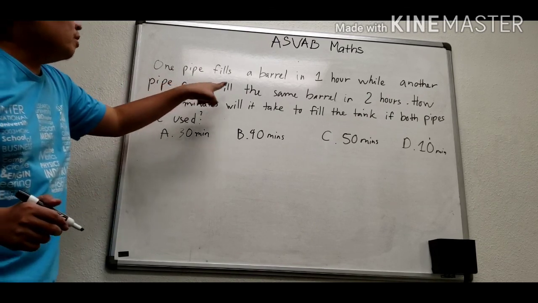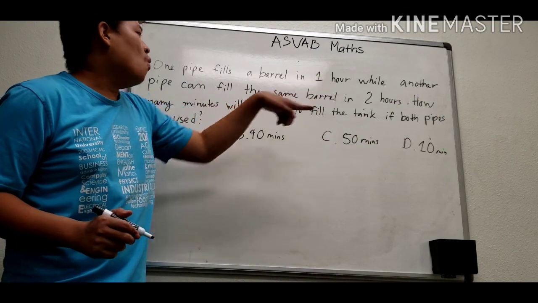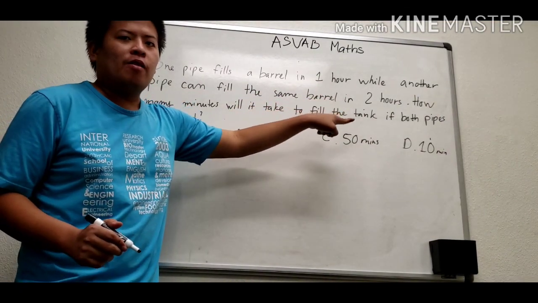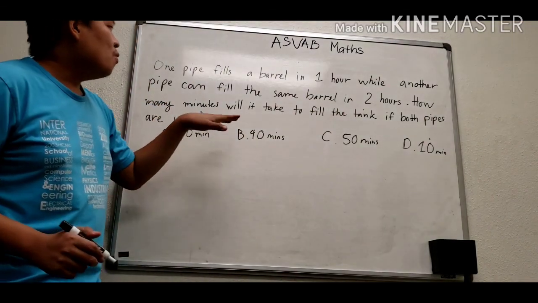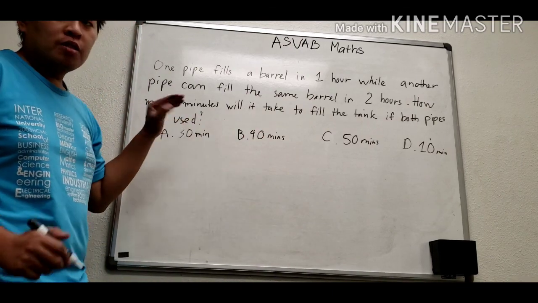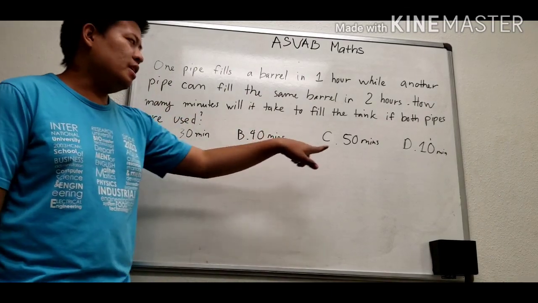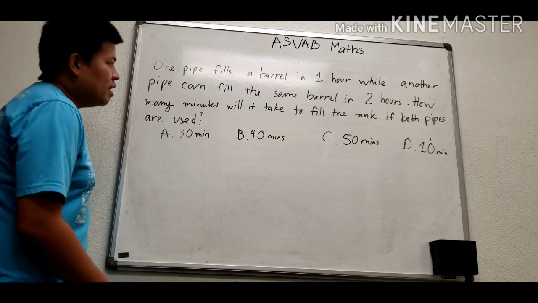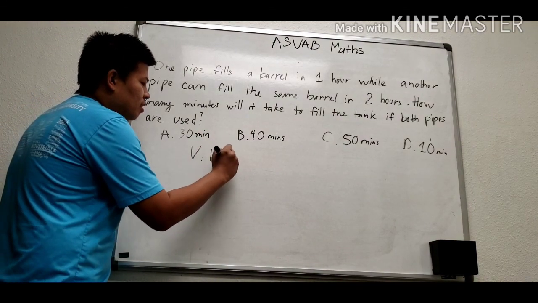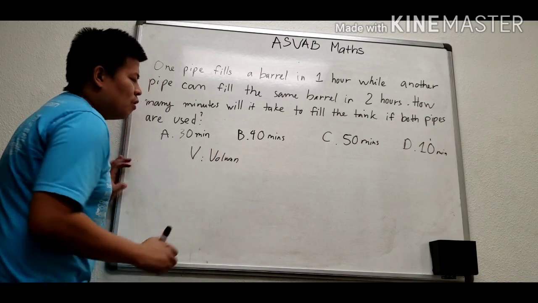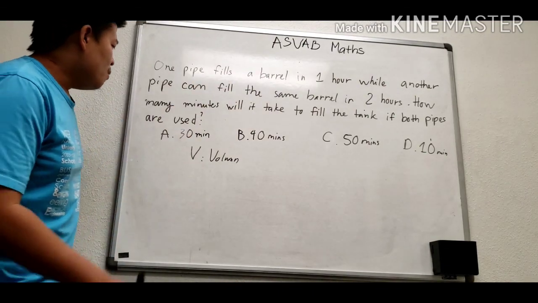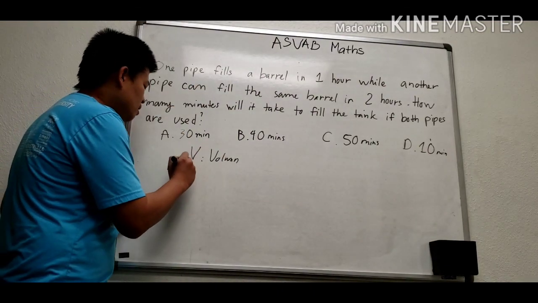One pipe fills a barrel in 1 hour, while another pipe can fill the same barrel in 2 hours. How many minutes will it take to fill the tank if both pipes are used? So we have A, B, C, D. And in here, we suppose that V is the volume. So we have V is the volume of the barrel. And we will have the rate in here.